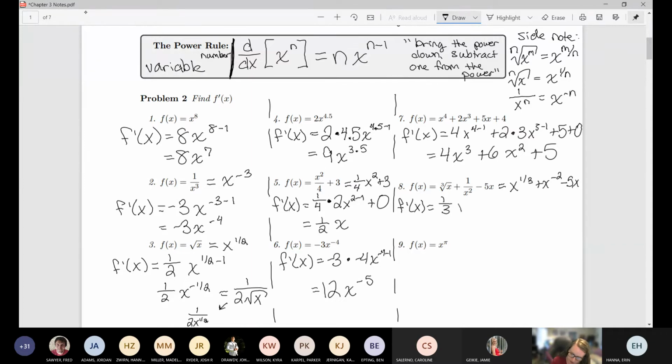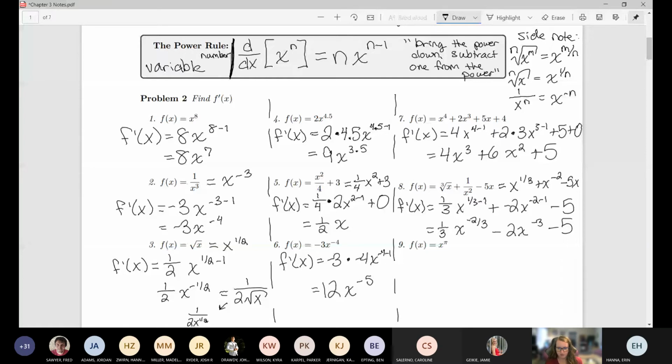Bring the power out front, subtract 1 from the power. Add that to the derivative of x to the -2nd, bring the power out, subtract 1 from the power. Minus the derivative of 5x. The derivative of 5x is just 5. Reducing that a little, we get 1/3 x to the -2/3 minus 2x to the -3rd minus 5. And you could change those negative exponents into positive exponents by putting them in a denominator, or you can just leave it as is.